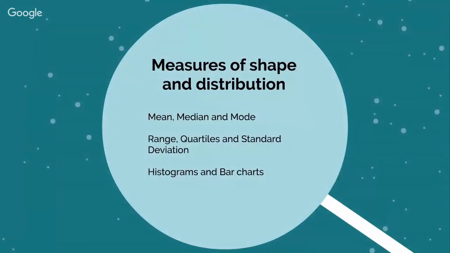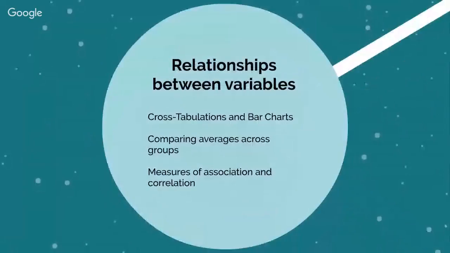The analysis that people are most familiar with is measuring the shape and distribution of a variable. This is where we're calculating an average, a mean, a median, or mode, or perhaps we're thinking about the distribution, the range, or a measure of variability in the standard deviation. You might use histograms or bar charts to look at the shape of your data. The aim here is to describe what you've got and see what your data is telling you.